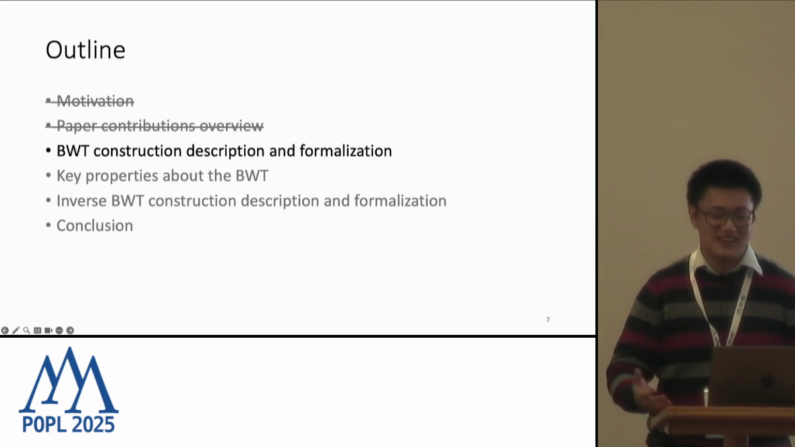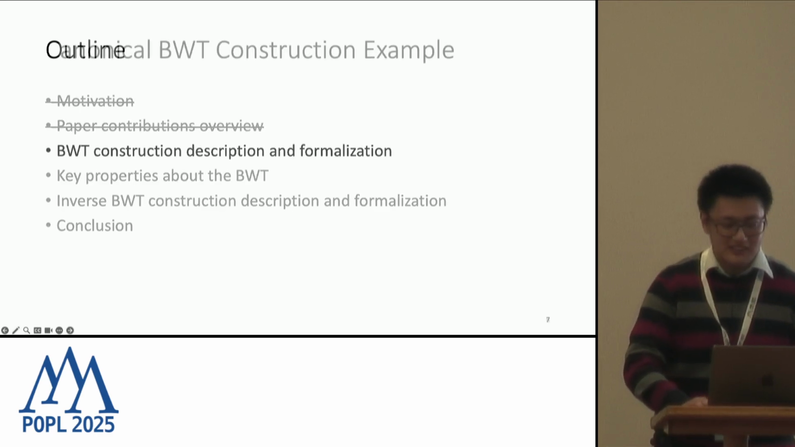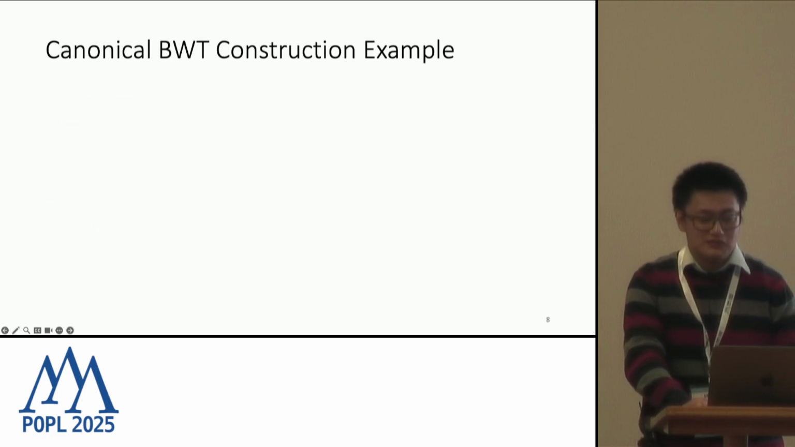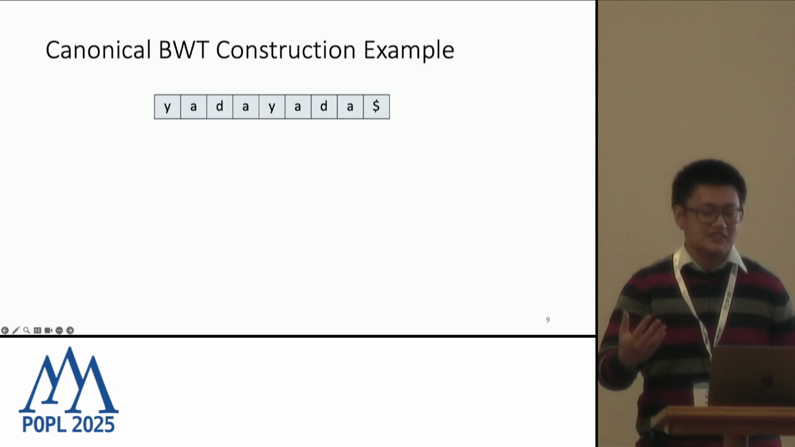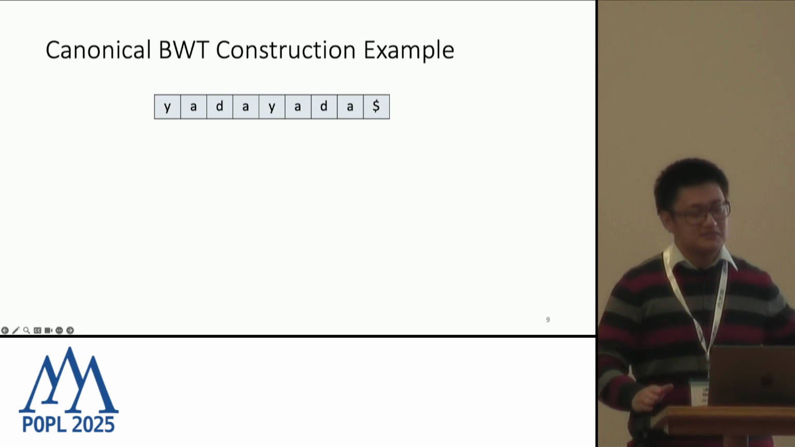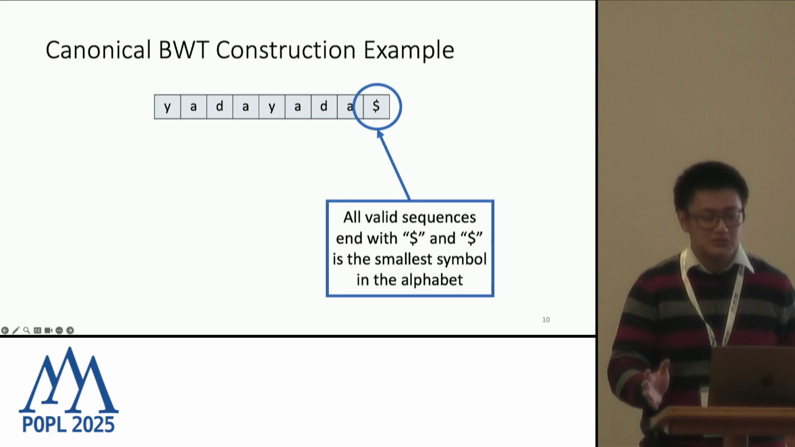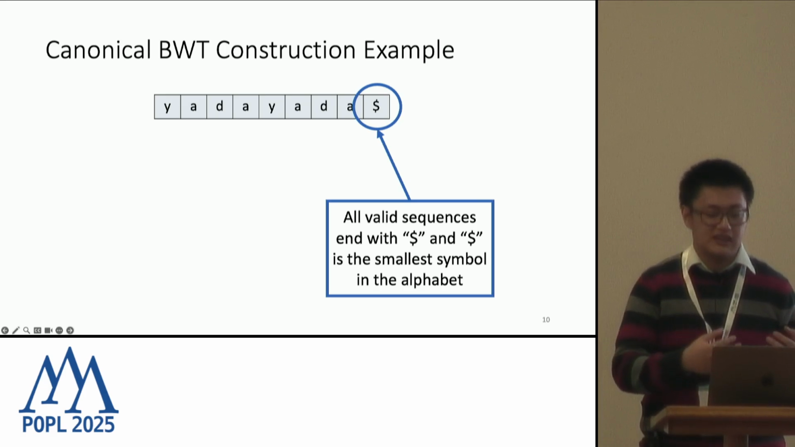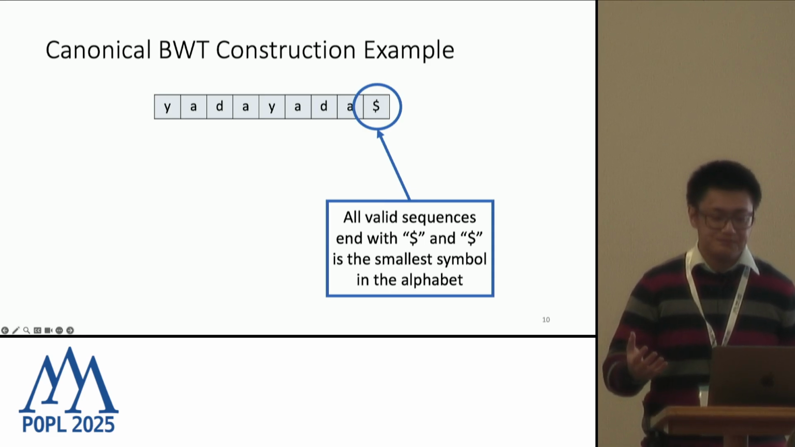So that's what we did in the paper, and now a bit more on the actual Burrows-Wheeler transform. I haven't really gone into detail about it, so the way that I'll explain it is through an example. Consider a sequence, yada yada dollar, where the dollar symbol marks the end of the sequence and is treated as the smallest symbol in the alphabet. We sometimes also call it the sentinel.